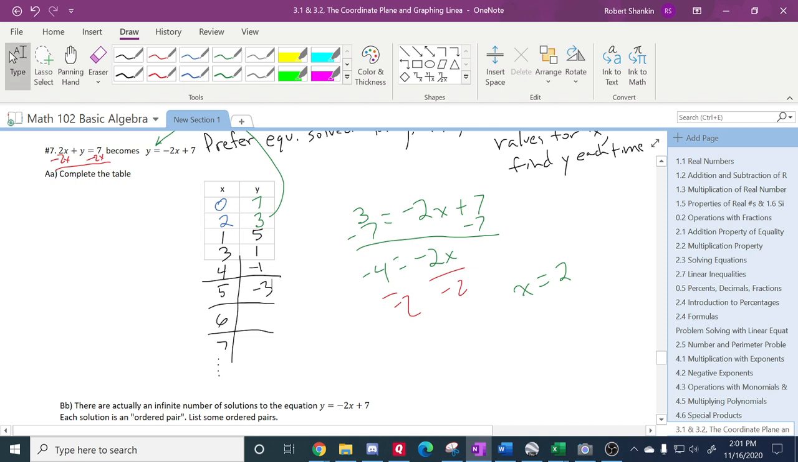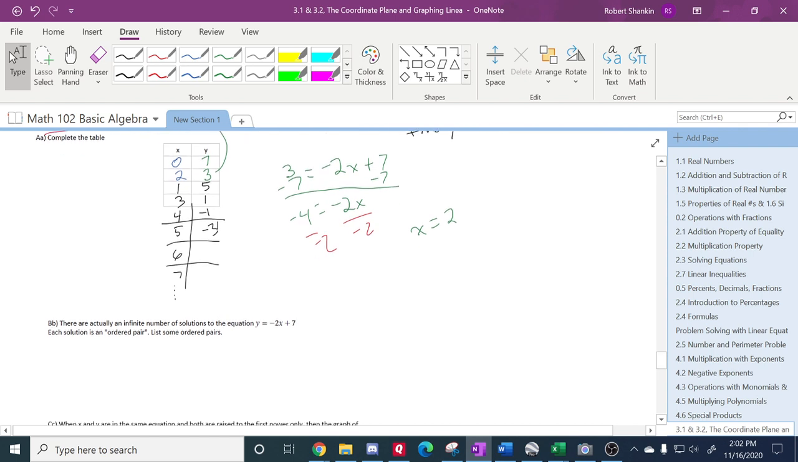Right, so part B says there are actually an infinite number of solutions to the equation y equals negative 2x plus 7. Each solution is an ordered pair. List some ordered pairs. All right, so let's do that. Some ordered pairs. All right, well, let's take the first row. 0, 7. Now that's a solution to this equation.